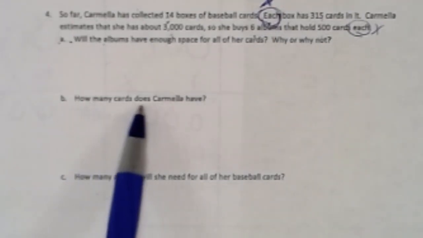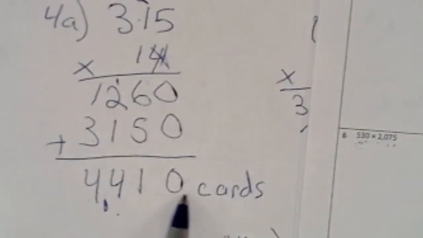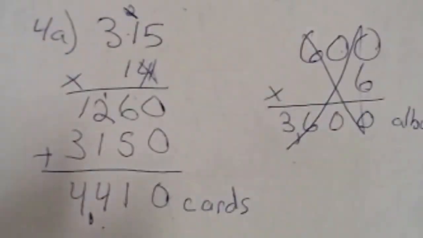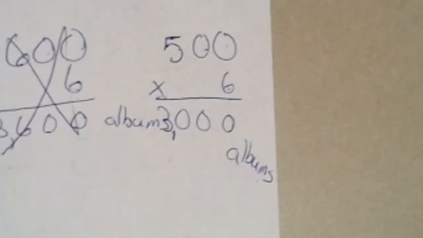How many cards will Carmela have? She's going to have 4,410 cards. And now we can fix C, which is how many albums will she need for all of her baseball cards. Oops, there it is. How many albums will she need for all of her baseball cards? So each album holds 500 cards, not 600. I read that number wrong. So each album holds 500 cards. We know 6 albums is not enough. Let's see if 7 albums is enough.